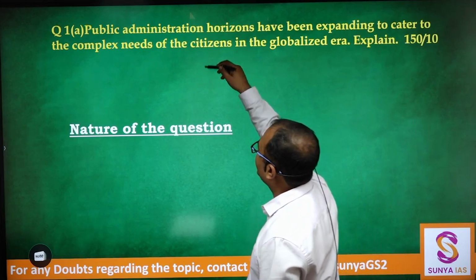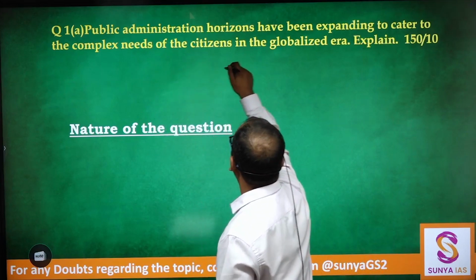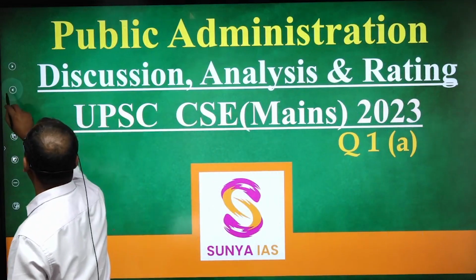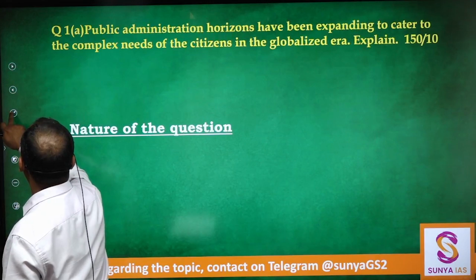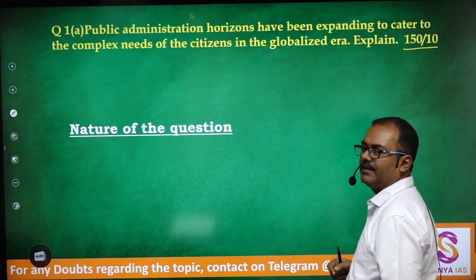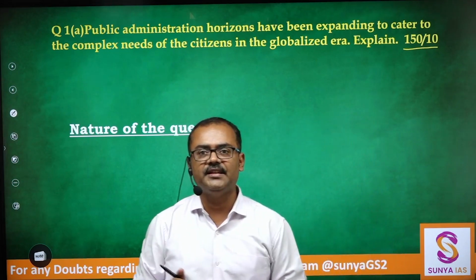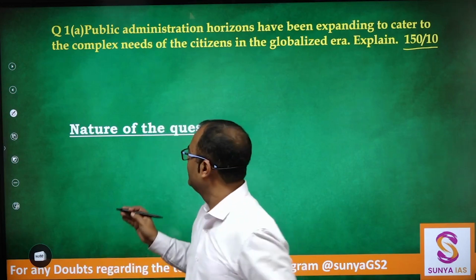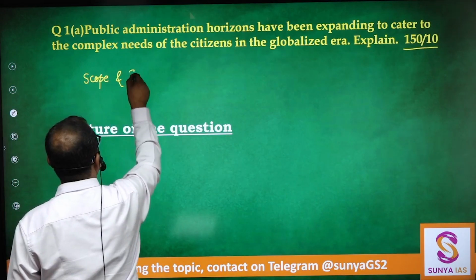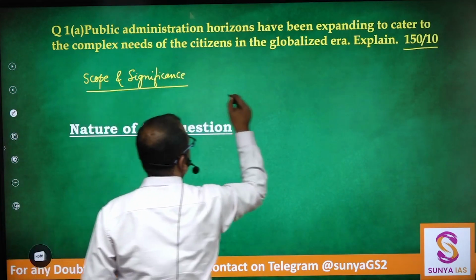So the question is, public administration horizons have been expanding to cater to the complex needs of the citizens in the globalized era. Explain. It's a 150 words question, 10 marker. This question is related to scope and significance of public administration, isn't it? It is very clear that the question is related to scope and significance. And the tail word is explain.